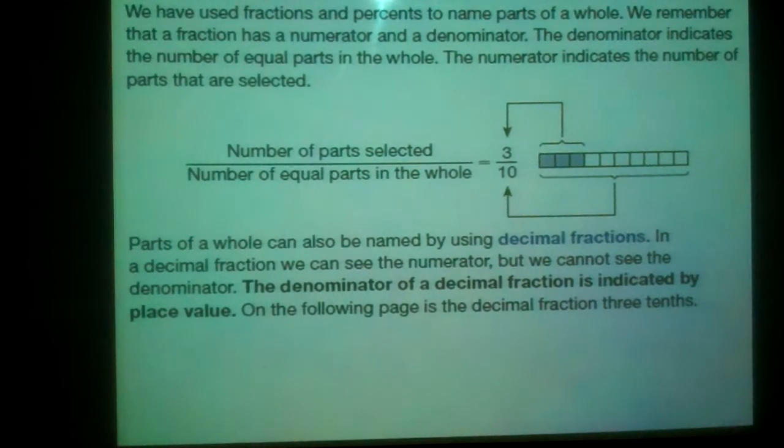Parts of a whole can also be named by using decimal fractions. In a decimal fraction, we can see the numerator, but we cannot see the denominator. The denominator of a decimal fraction is indicated by place value. On the following page is the decimal fraction 3/10.